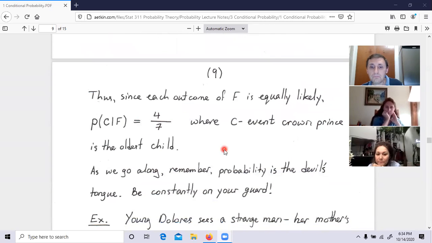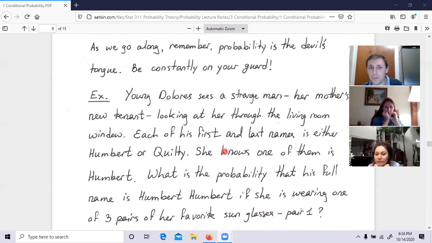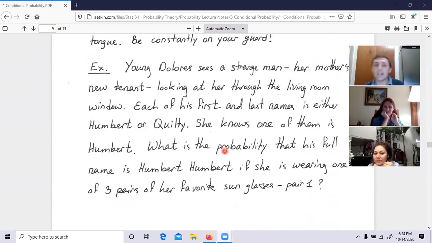Now, keep your guard here, especially from me. So young Dolores sees a strange man, her mother's new tenant, looking at her through the living room window. Each of his first and last names is either Humbert or Quilty. She knows one of them is Humbert. What is the probability his full name is Humbert, if she is wearing one of 3 pairs of her favorite sunglasses, pair number 1?